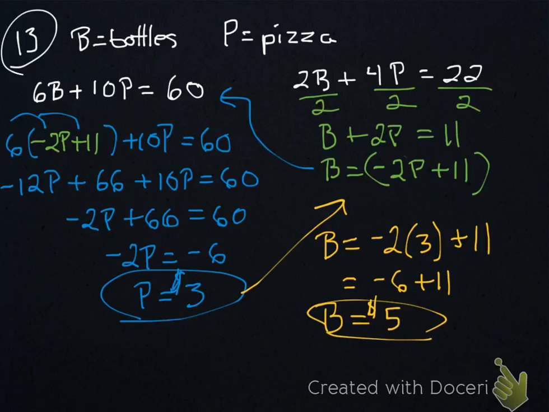So we do need to label it. So we have $3 for pizza and $5 for Sprite.